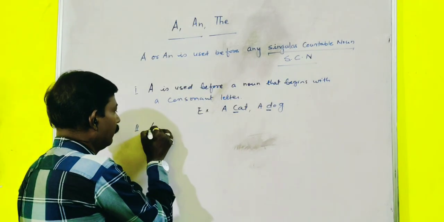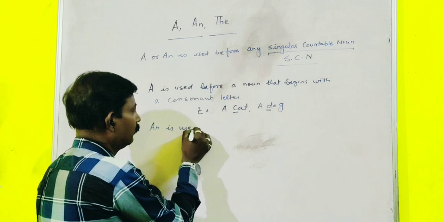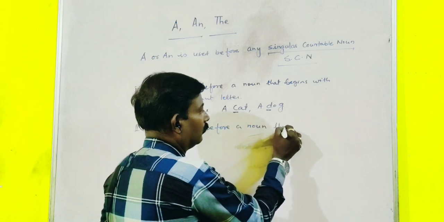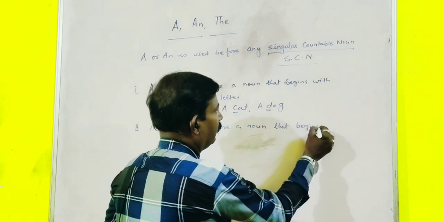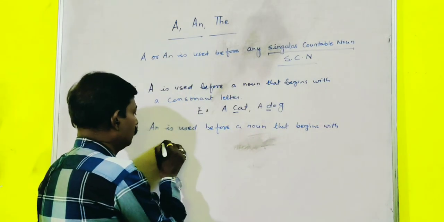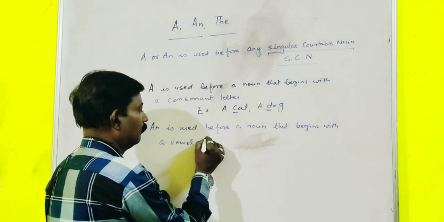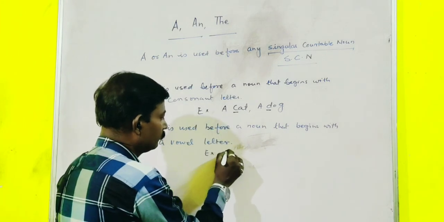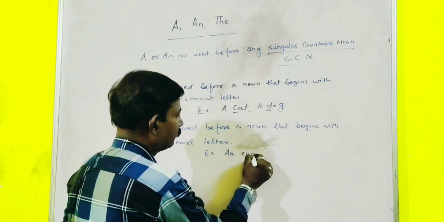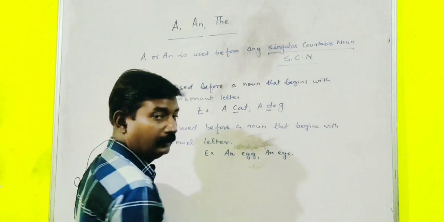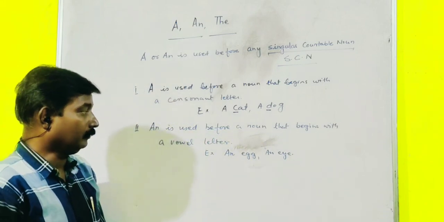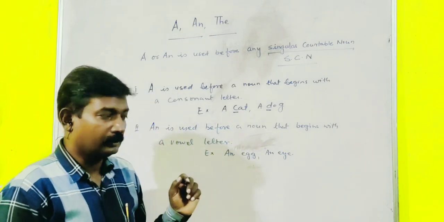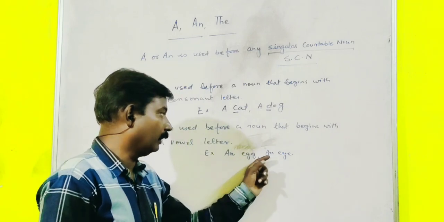Number 2, we'll come to an. An is used before a noun that begins with a vowel letter. Okay, so for example, an egg or an eye. Okay, so here you can see E and E, these two are vowels, and before that we are using an, an, and here also an.